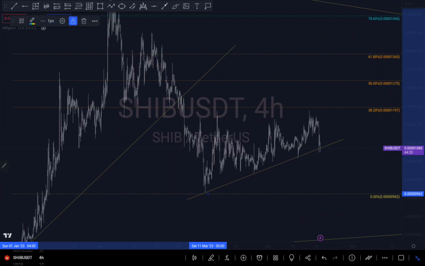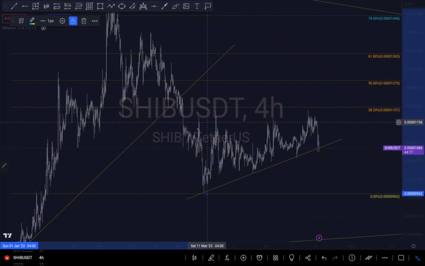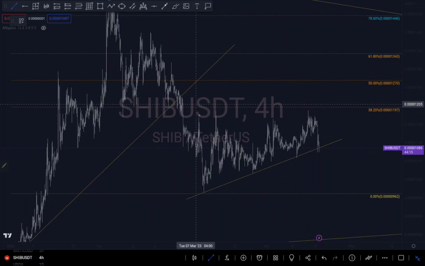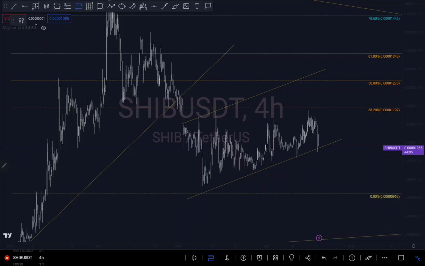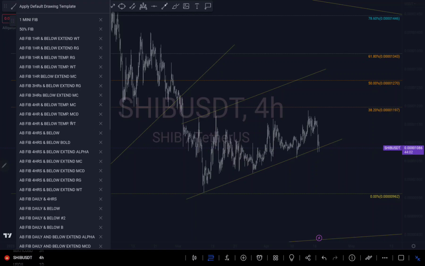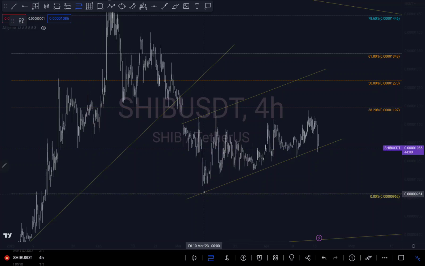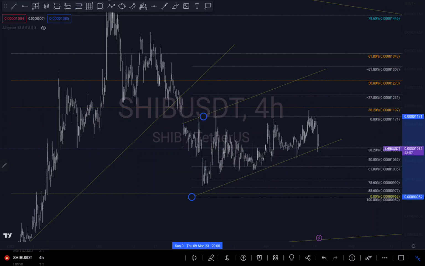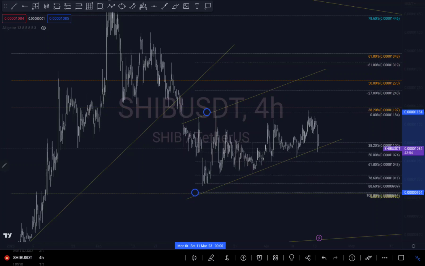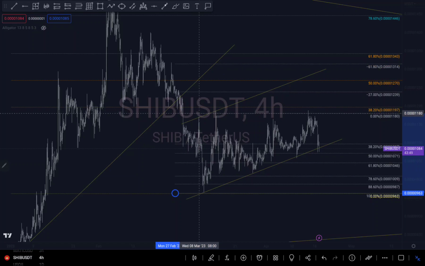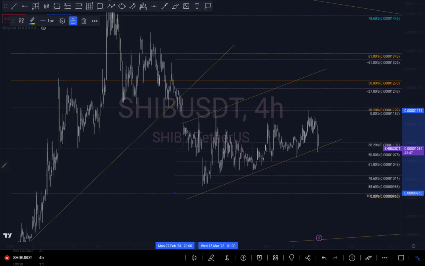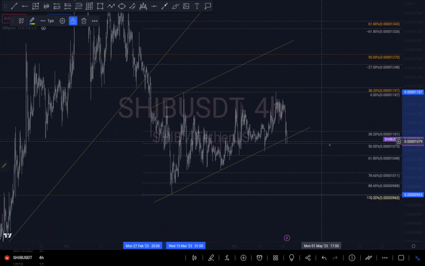Right at this level right here, we are currently on an uptrend. If you look at this level right here, we can also draw a trend line here as well. So this is a trend line as well. So there's a possibility that we're still going to push up to this level right here, based on what we drew. Yeah, so that's a possibility that we're gonna push up.